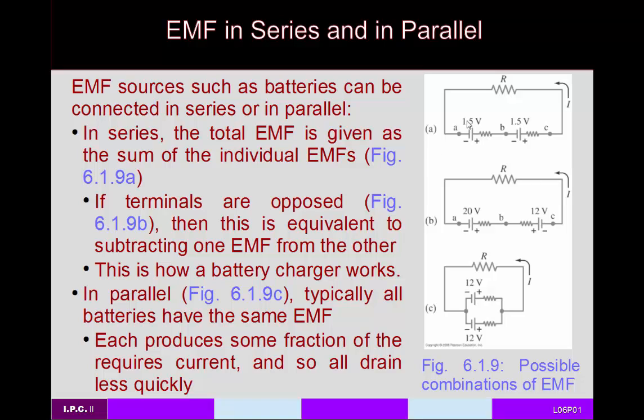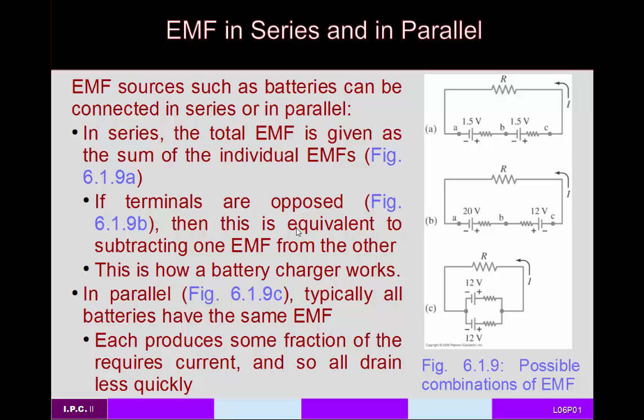So this battery working on a charge would do 1.5 volts times the charge worth of work to move it from this terminal to this terminal. And this battery does the same thing in getting from this terminal to this terminal. Put the two together and you get a total work done of 1.5 volts plus 1.5 volts, that is 3.0 volts.